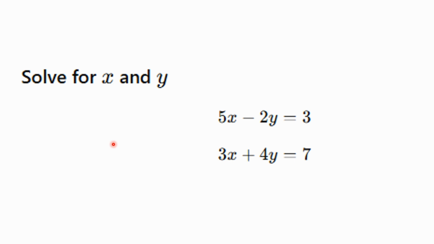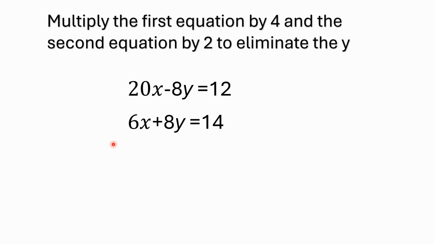Now, if you look back at the original equations, the reason why we're saying 4 and 2 is because, look, we have minus 2y and plus 4y. So you can see that if we multiply the top equation by 4, we're going to have a negative 8y. We multiply the bottom equation by 2, we'll have 8y. Well, minus 8y and plus 8y cancel each other out.